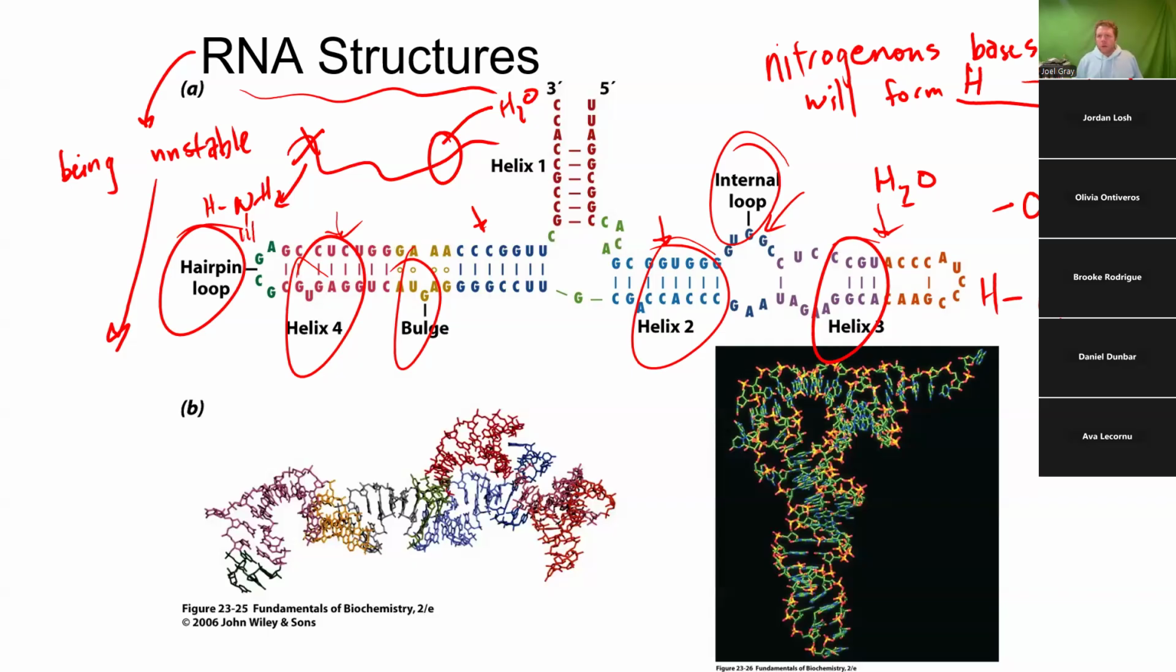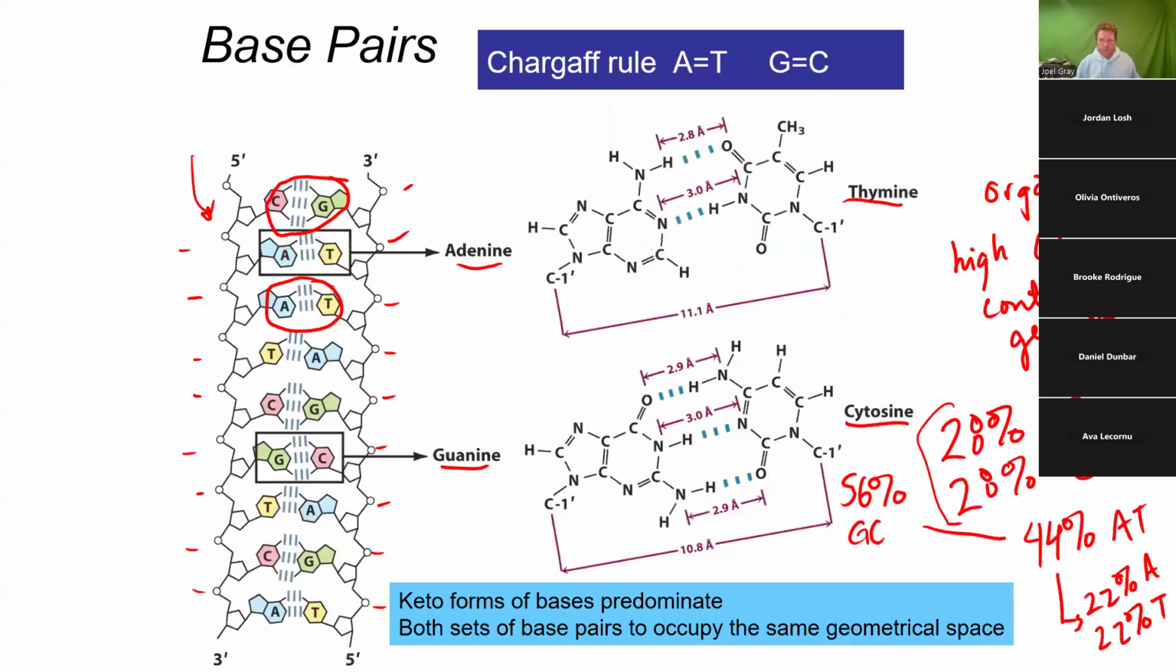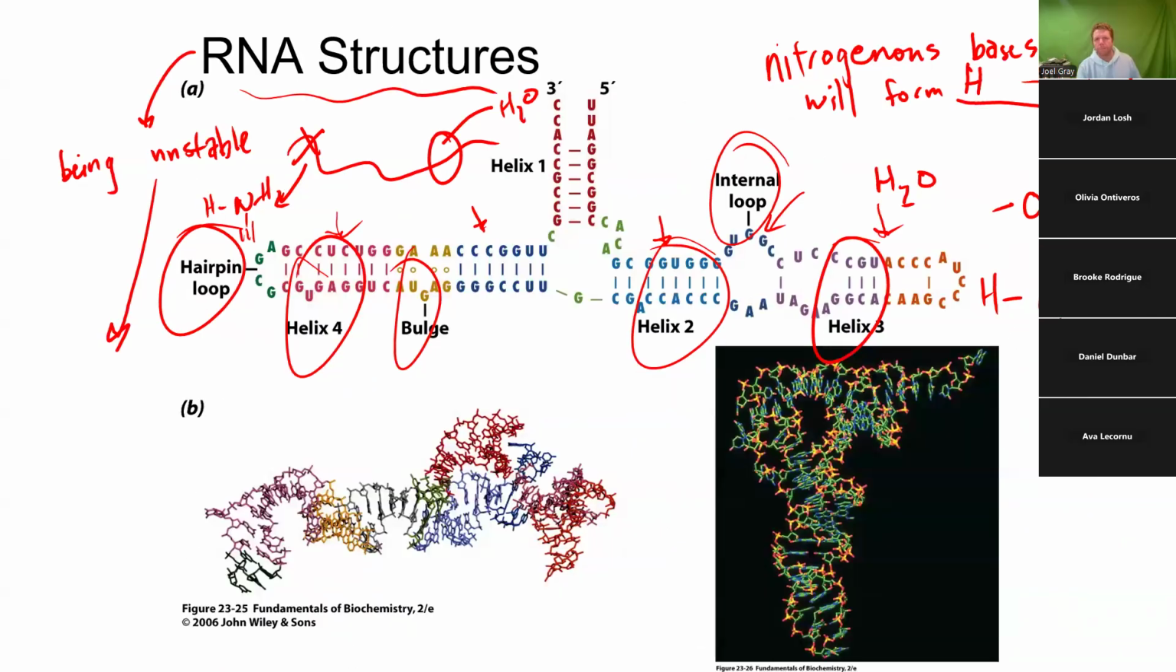Okay, great. So that's what I want you to know about RNA molecules. It's important to know what's known as Chargaff's rule, the base pairing that exists. A pairs with T, G pairs with C, how that leads to different percentages and the implications of that downstream.